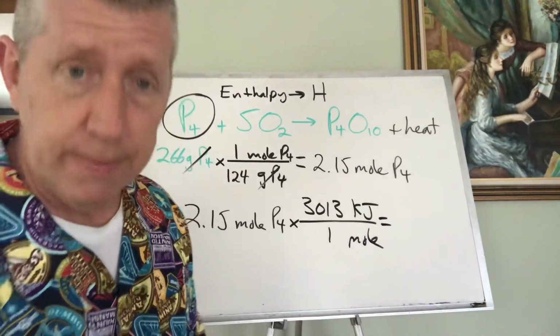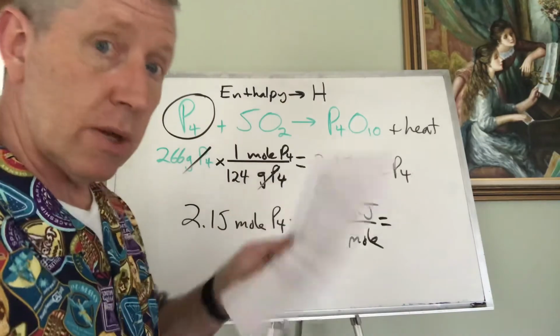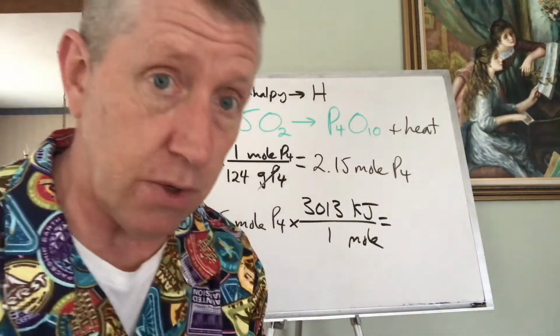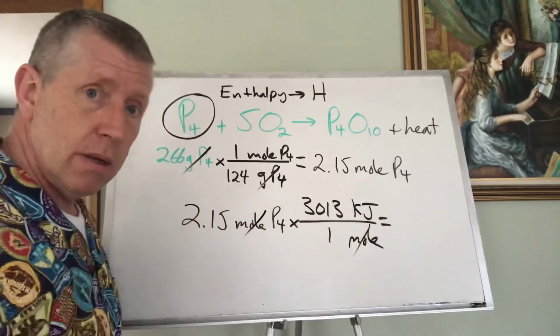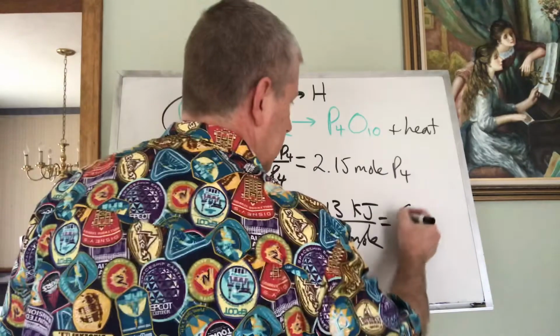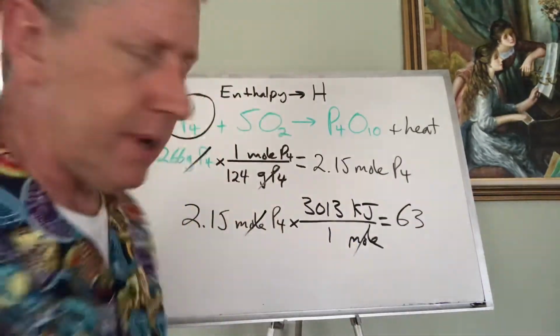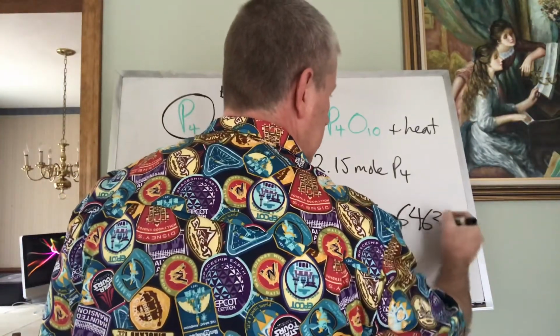And that should come out to be 6,463 kilojoules. The moles cancels. Moles is gone. Bye-bye. And you'll get 6,463 kilojoules.